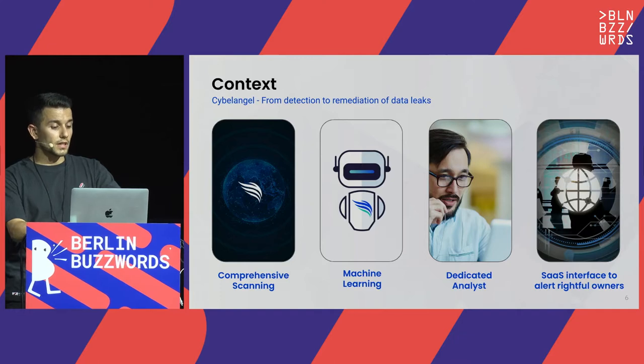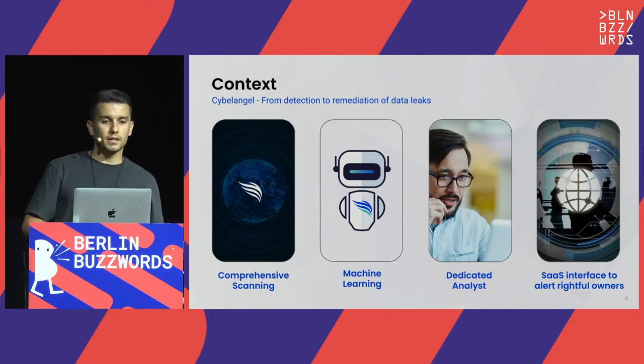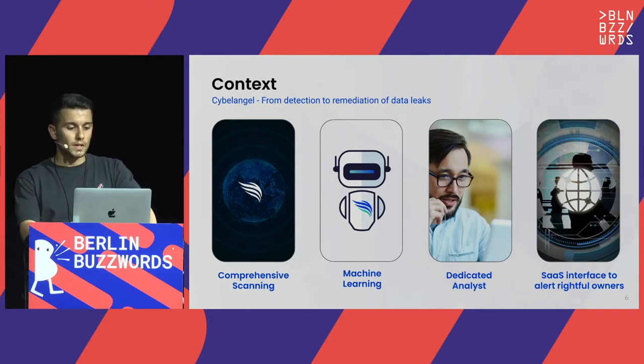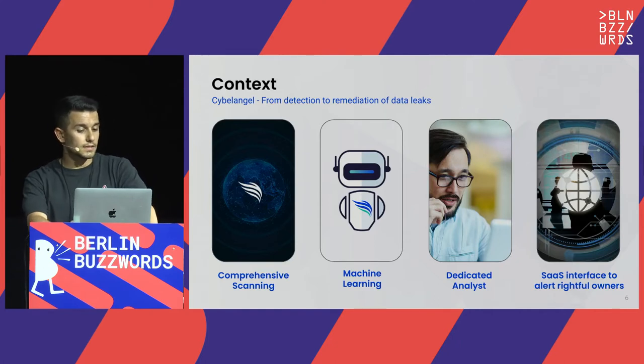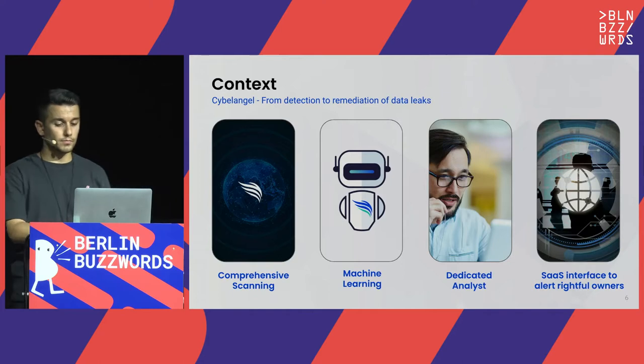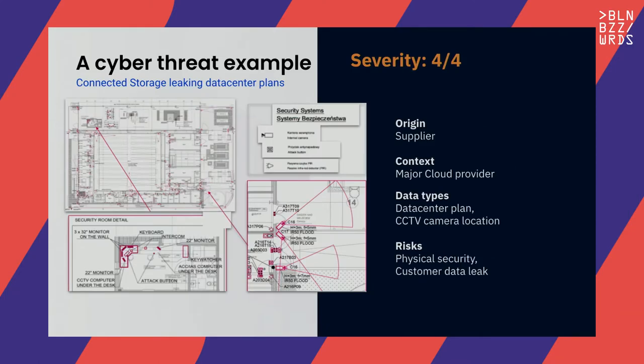And the solution can be seen as four main blocks. The first one is comprehensive scanning, which is about detecting potential data belonging to our clients. And here we detect billions of samples. So we need the second block, the machine learning block, in order to filter this noise and to only send to our analysts potential sensitive data. The job of our analysts is to identify the real sensitive data in order to alert our clients via a SaaS interface. Here is an example of sensitive data we can find on the internet.